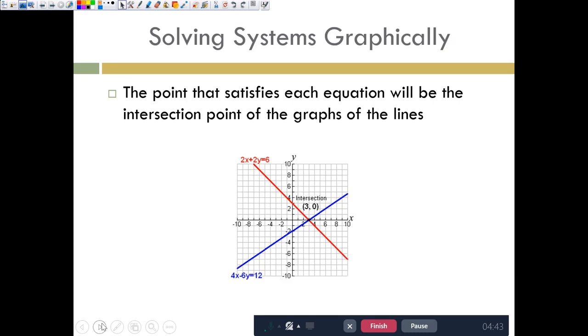So, solving systems graphically. The point that satisfies each equation will be the intersection point of the graph of the lines. So the point of intersection is your solution. Okay? So for example, here, the intersecting point is 3, 0, so that would be our solution, okay? And because that point will satisfy both equations, it will be a point in both equations, okay?